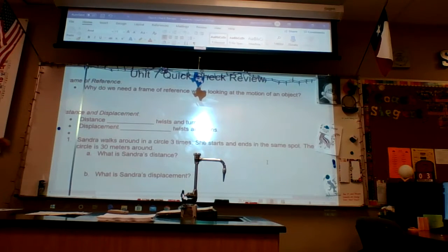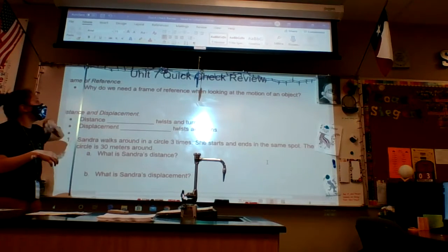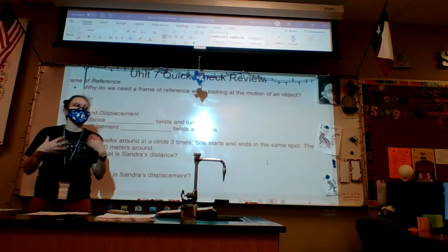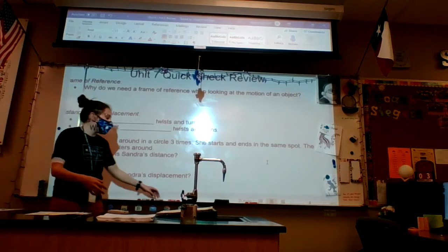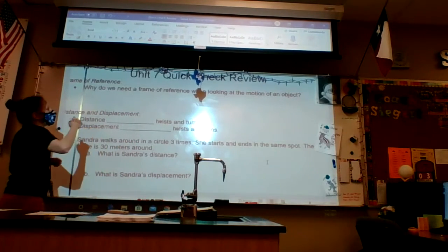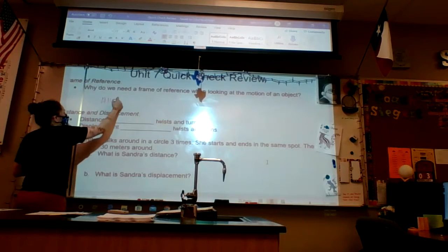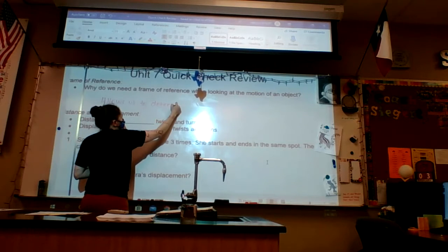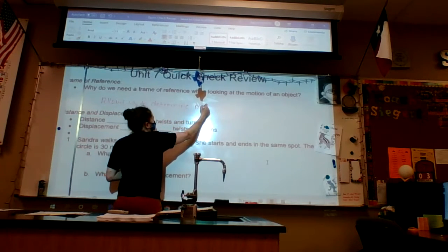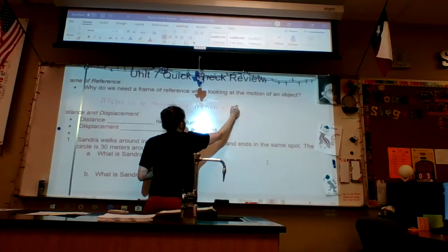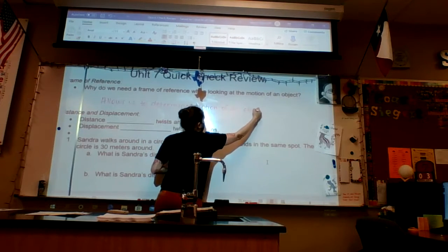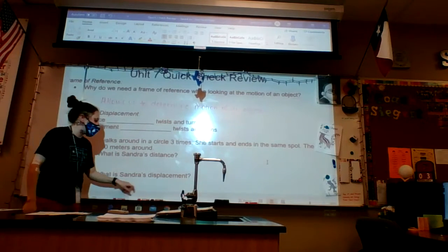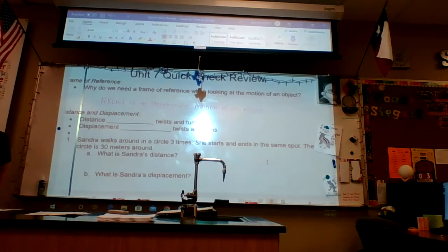We're just going to go through this quick check quickly, which is why it's called a quick check, and answer these questions, okay? So our first topic that we talked about was frame of reference. Why do we need a frame of reference when we're looking at the motion of an object? Yeah, so that we can determine its motion, okay? So a frame of reference allows us to determine motion of an object.